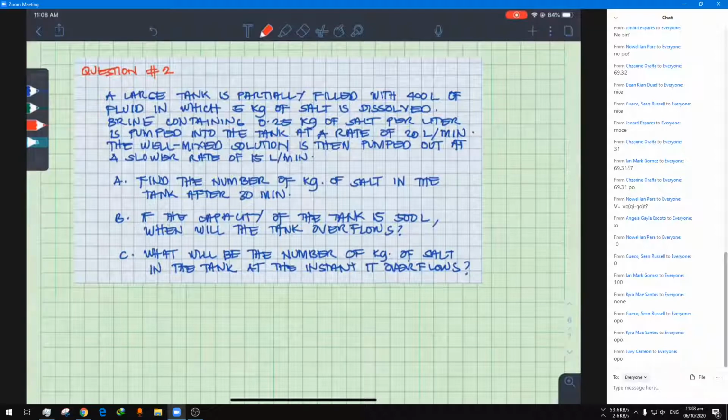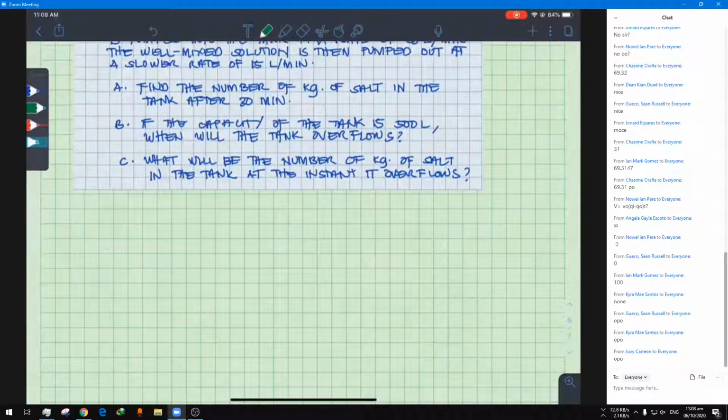The second one, if the capacity of the tank is 500 liters, so when will the tank overflow? And then what will be the number of kilograms of salt in the tank at the instant it overflows? So again, let us draw our figure.